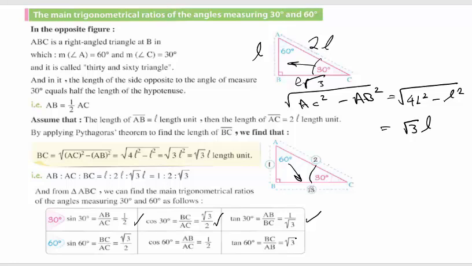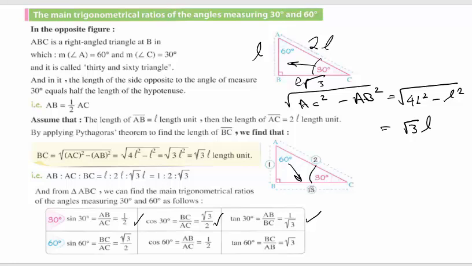For your info, keep in mind that 30 and 60 degrees are complementary angles. As we said in the last session, if I have two complementary angles, which means their sum is 90 degrees, then the sine of the first angle equals the cosine of the second angle, and the cosine of the first angle equals the sine of the second angle.